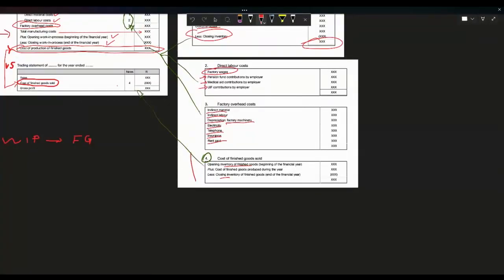You need to take the opening inventory of finished goods at the beginning of the financial year, plus the cost of finished goods produced, right? So you will take this, the cost of finished goods produced, minus the closing inventory of finished goods, which will provide you this.